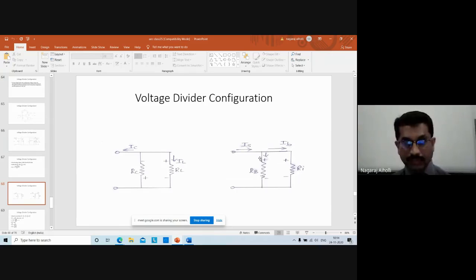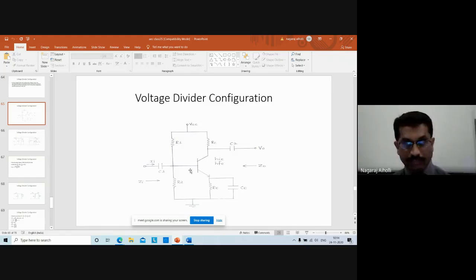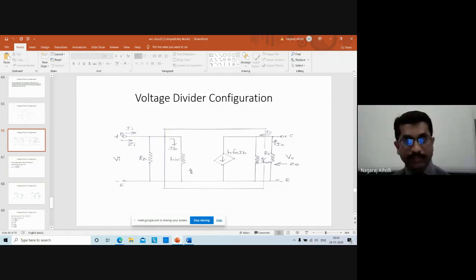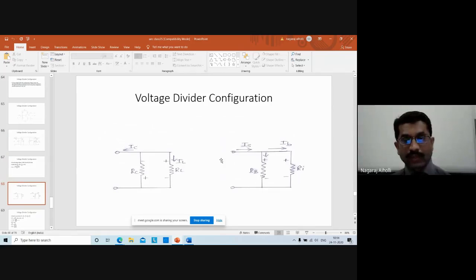The current flowing into the base side, the main current, is II or IS. Both are one and the same; either we can take it as input current II or IS. Here we consider it as IS. Then the current flowing into the base terminal is IB. Now we have noted down all the currents: this is IS, and this is IB.